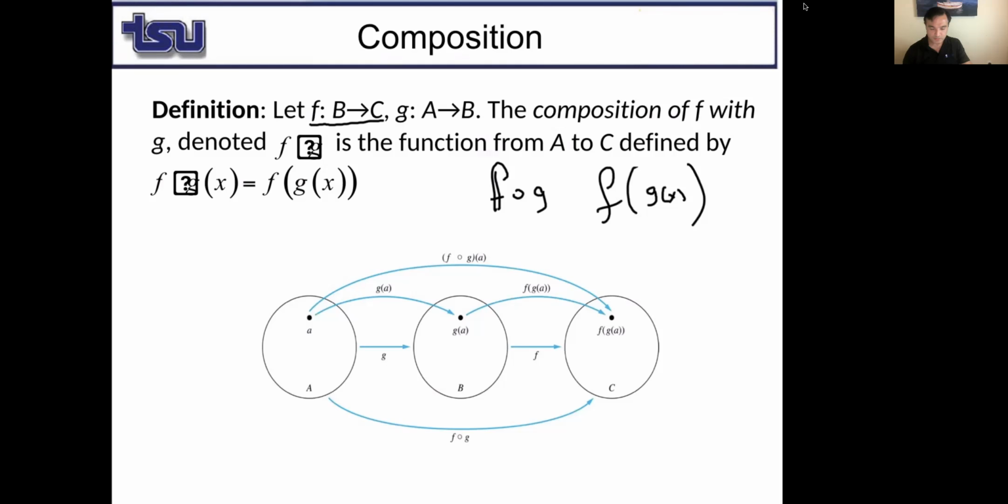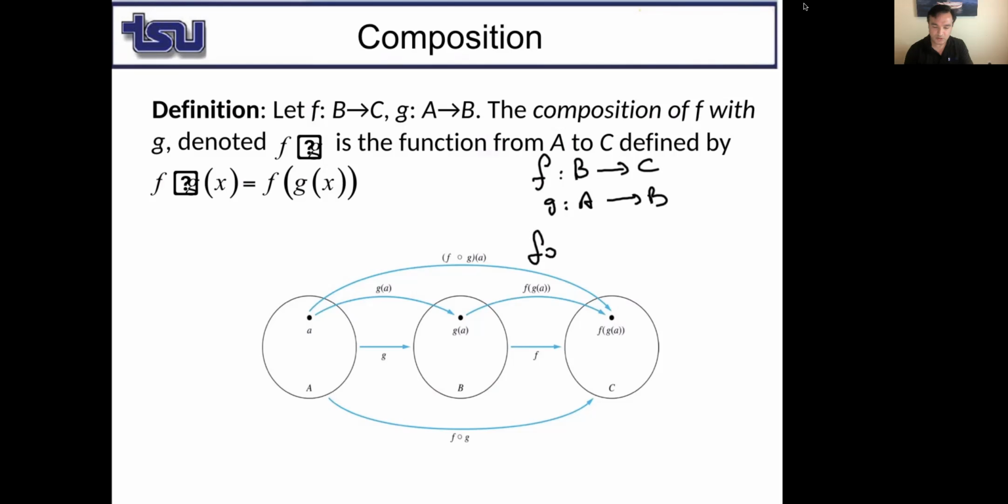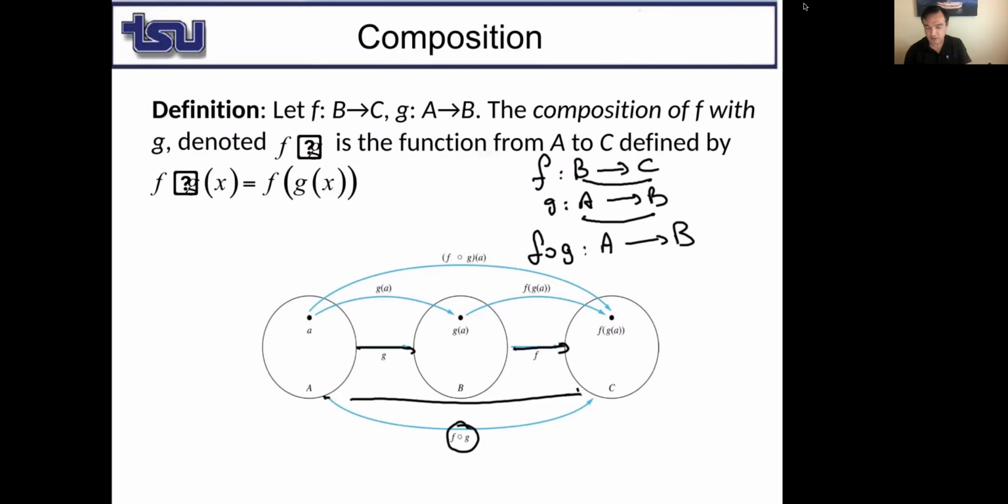So what does it do? Let me write here, f is from B to C, g is from A to B, then the composition of f with g will be from A to C. So g takes an element of set A and maps it to B. And then f takes an element of B and maps it to C. Basically, f of g takes an element of A and maps it to C.